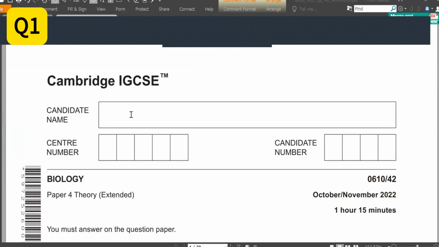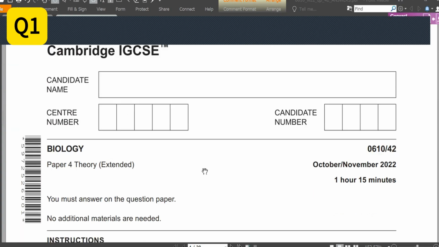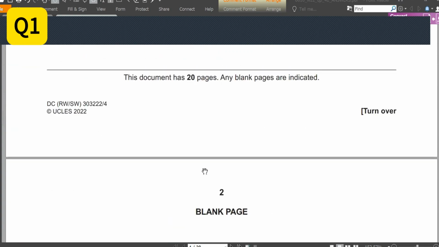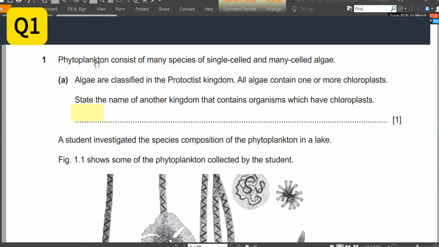Yes, so this is one of the latest biology past exam papers, October/November 2022. Paper 4, we can take a look. First question, related to topic number 1.